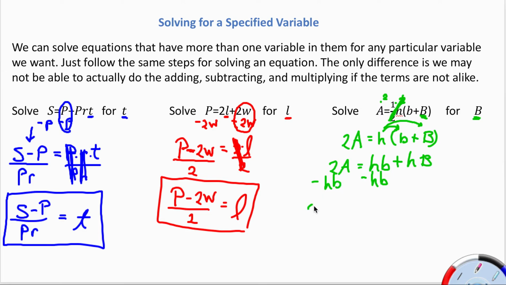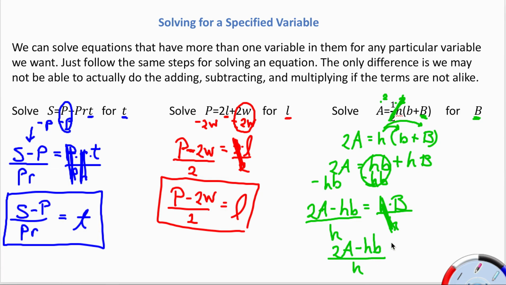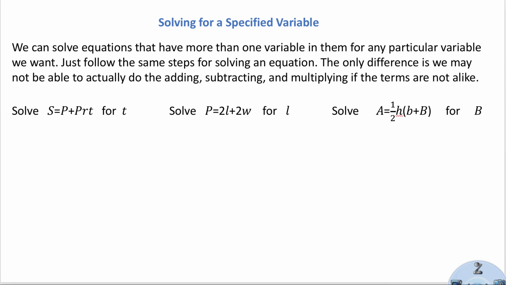All right, so this is 2a minus hb. They're not alike, so I can't combine them. I just have to leave it 2a minus hb. But here, this is 0, and so that only leaves the hB, capital B. Now, undo what is being multiplied by that capital B all the way across, right? All the way across. And once your B is all by itself, then you've solved for that capital B. All right. Short but sweet one.